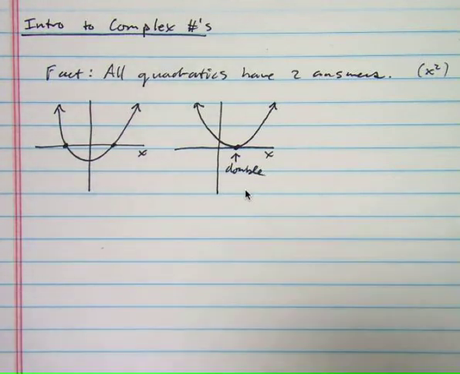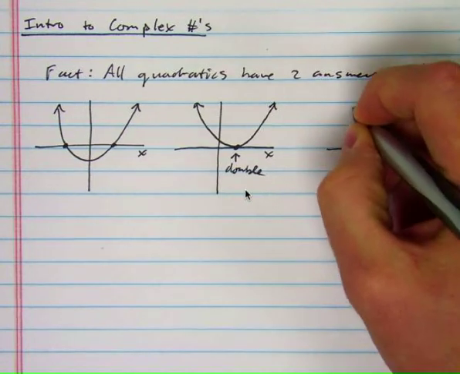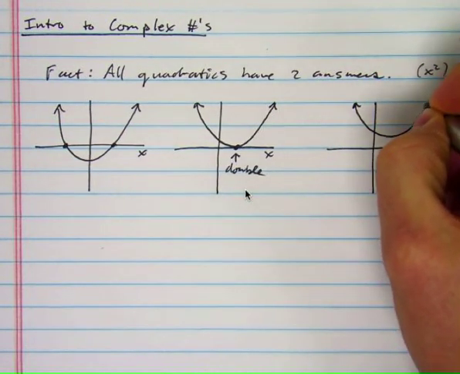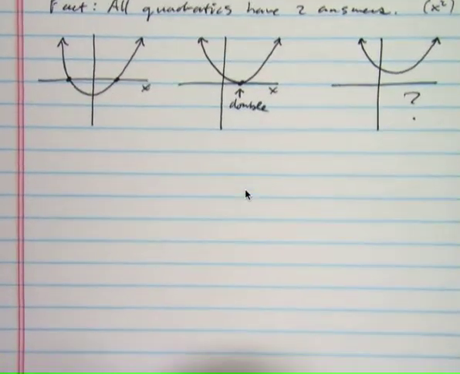Now, if you push that parabola any further up, well, how many answers do we have? Well, it should be 2, right? But when we look at the parabola, it's not crossing the line at all. So where are those 2 answers? So that's why we go into complex numbers.